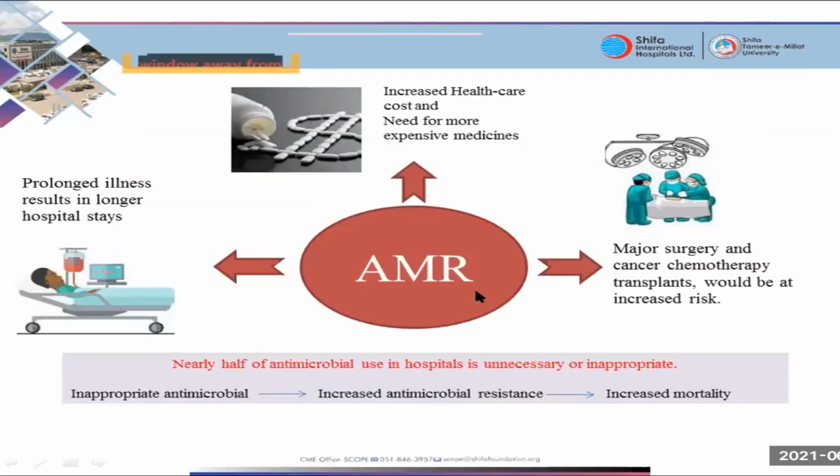So what does AMR do? AMR can lead to increased healthcare costs. The infections due to these multi-drug resistant organisms are often difficult to treat, and they're associated with an increased mortality. And they also require a longer duration of treatment. So the resistance to the first line agents would obviously mean you have to pick the broader spectrum antimicrobials, which are obviously quite expensive.